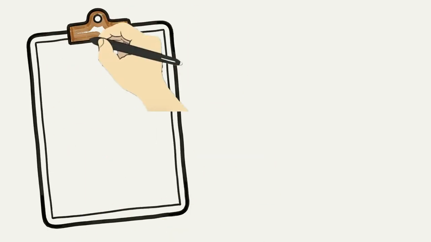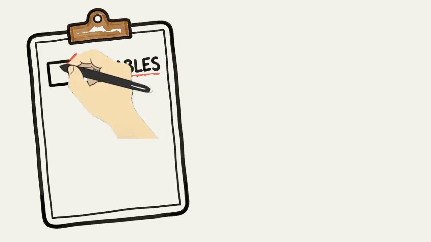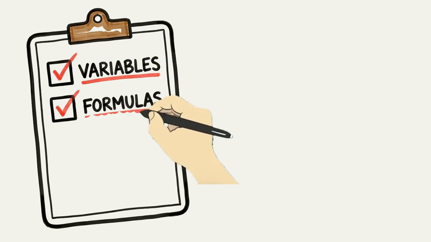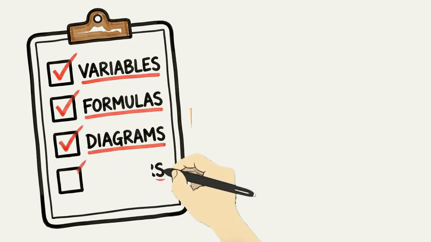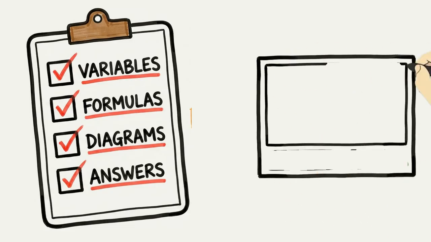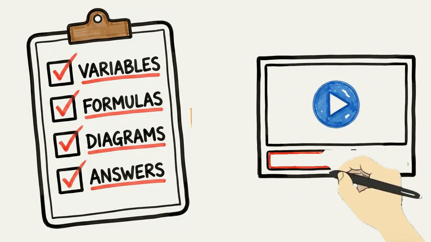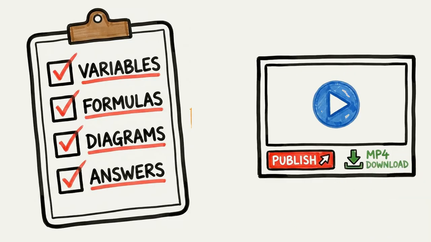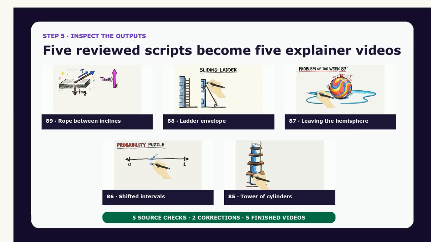Finally, inspect the completed videos. Check that every variable matches the source, formulas are grouped correctly, diagrams use consistent labels, captions preserve the mathematics, and the final answer agrees with the approved script. Then download the MP4 and publish it on YouTube or embed it on your website with the original problem and solution links. The result is a scalable workflow with a deliberate human quality gate.